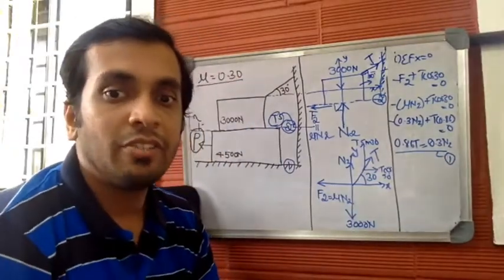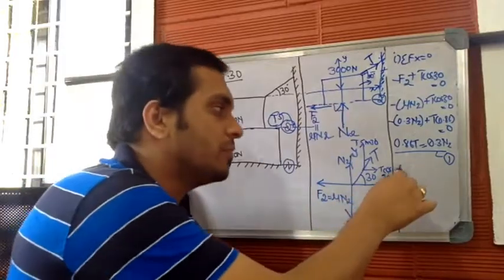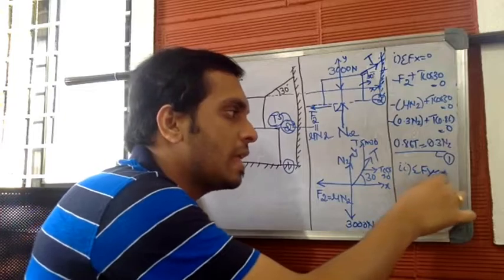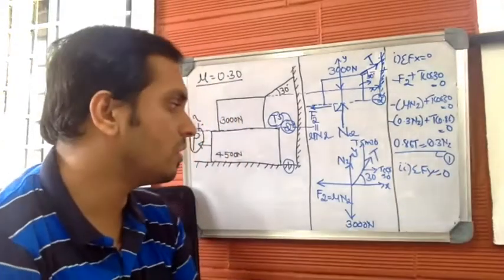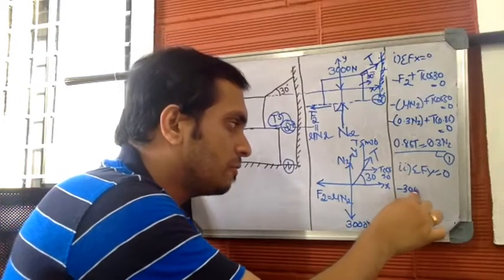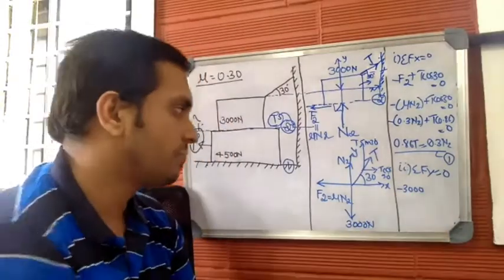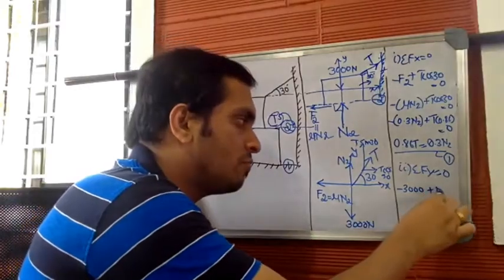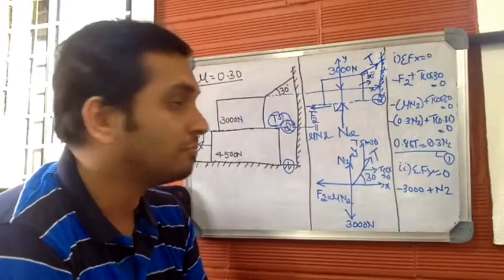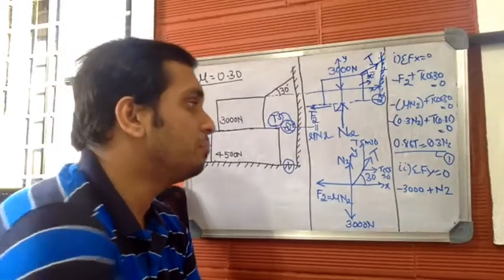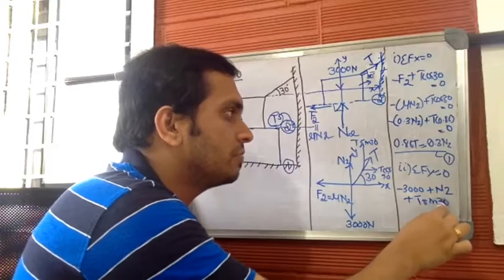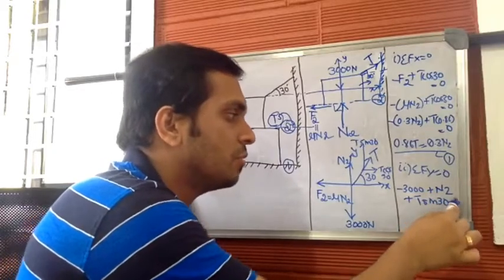Done. Now let us apply the second condition of equilibrium, which is summation of Fy equal to 0. List down all the forces which move in the y direction. So which is minus 3000 plus N2 plus T sin 30 is equal to 0.